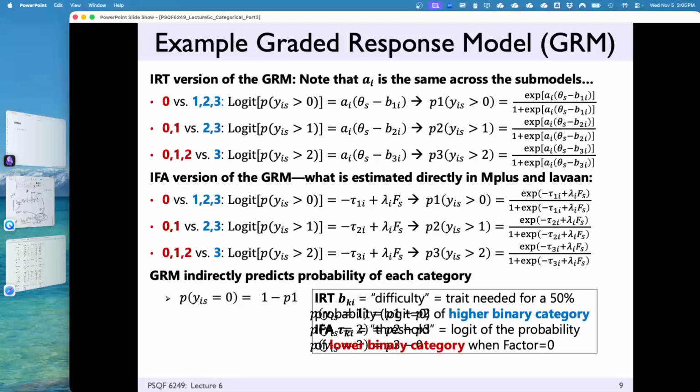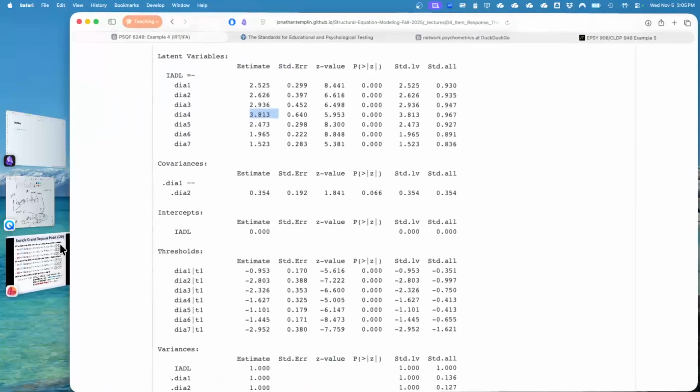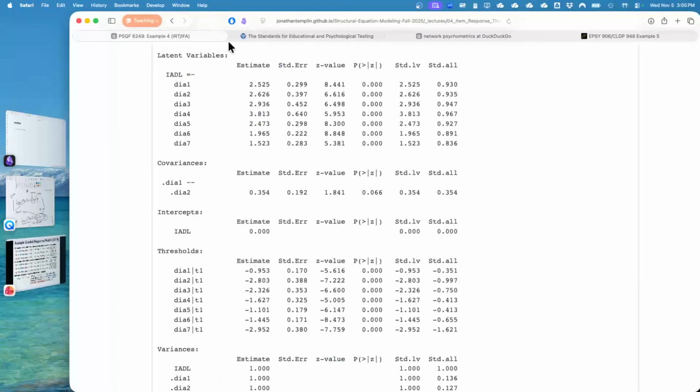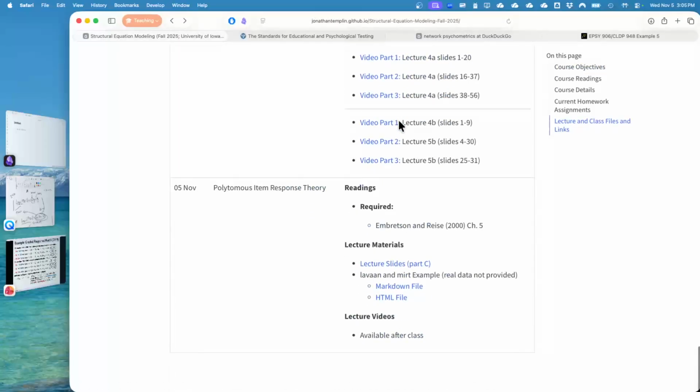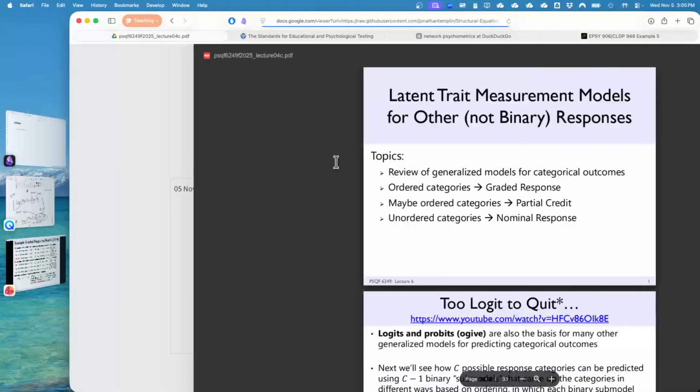Okay? Should we go to the example and how we do it in Lavaan? Because this is going to go a little quick too, in parts. I'm trying to streamline the information a bit. I feel like it's a lot of information overload. That's not what I wanted.